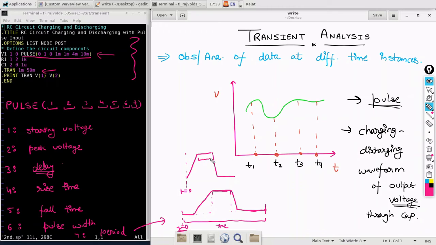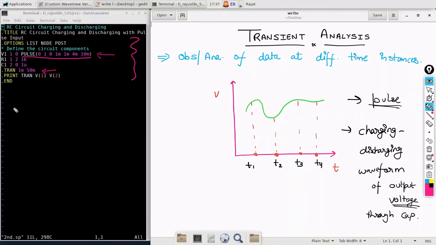So it means that this part is 4 millisecond, and this is the part for the rise time, that is 1 millisecond, and this is the part for the fall time, that is again 1 millisecond. After that we have 10 millisecond for the whole period. It means that this whole time interval is 10 millisecond. So I hope that you are able to understand the definition of all the parameters that are involved in this pulse definition. Now let us move on to this line, that is .tran 1m and 50m.